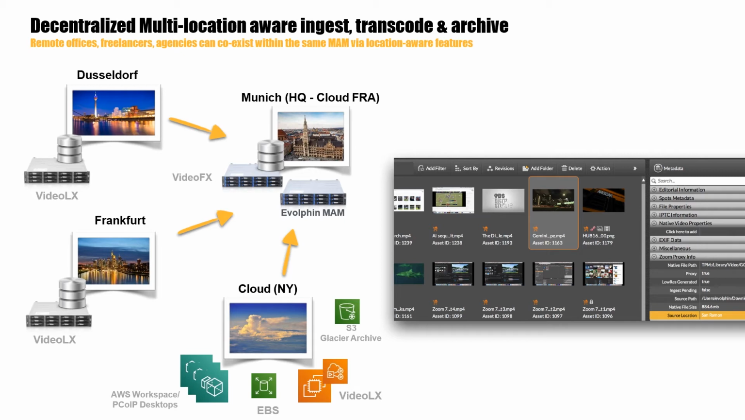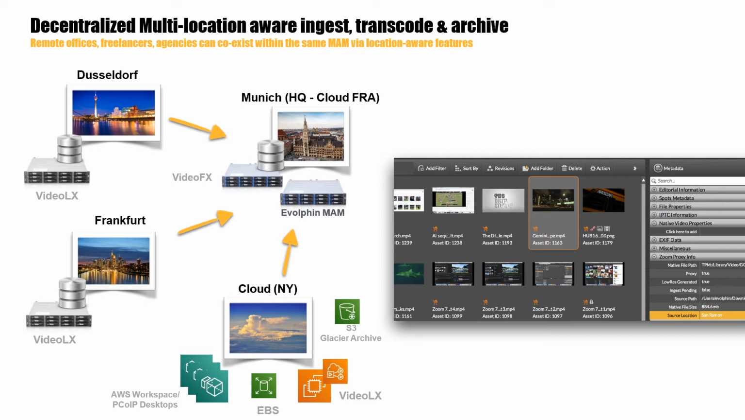And if an editor wants to request the high-res content from a remote location, they just have to right-click, sync the file, and the system knows where the high-res media is sitting. If it's sitting in New York, it would trigger a file transfer automatically through accelerated WAN transfer like Aspera or FileCatalyst and move the content and inform the editor that the content is online.